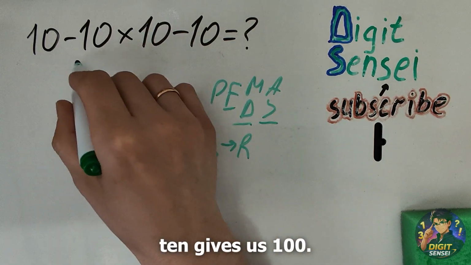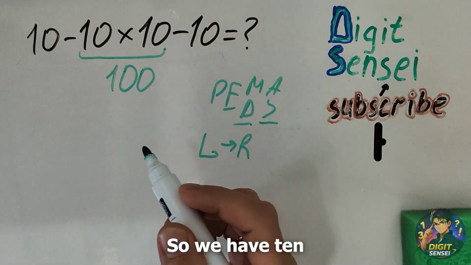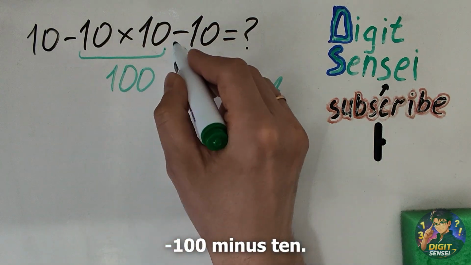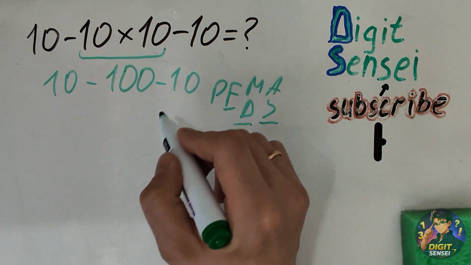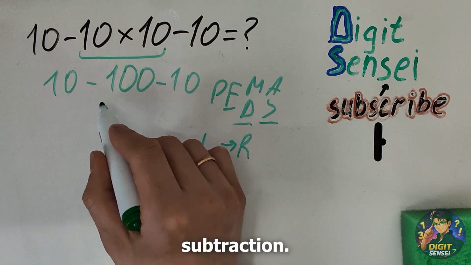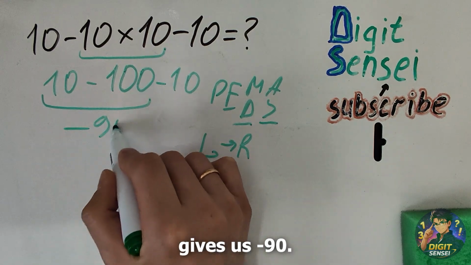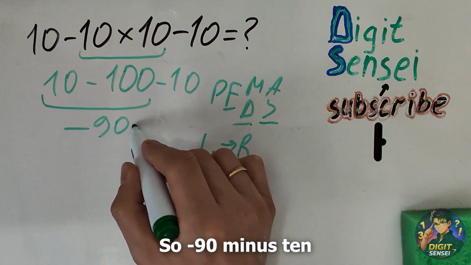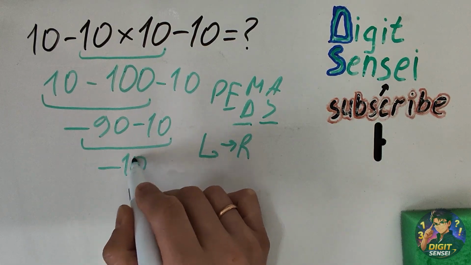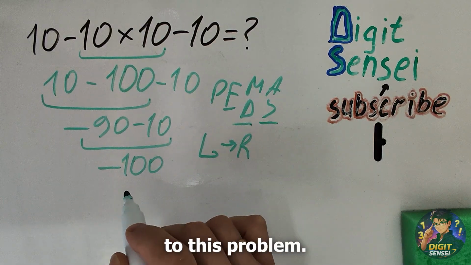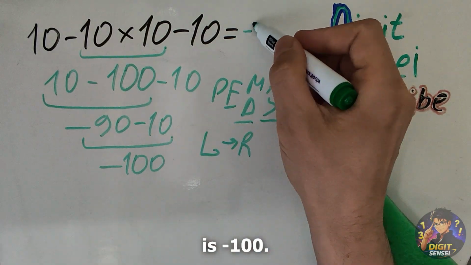10 times 10 gives us 100. So we have 10 minus 100 minus 10. Now we have to do this subtraction. 10 minus 100 gives us negative 90. So negative 90 minus 10 equals negative 100. And this is our final answer to this problem. The correct answer is negative 100.